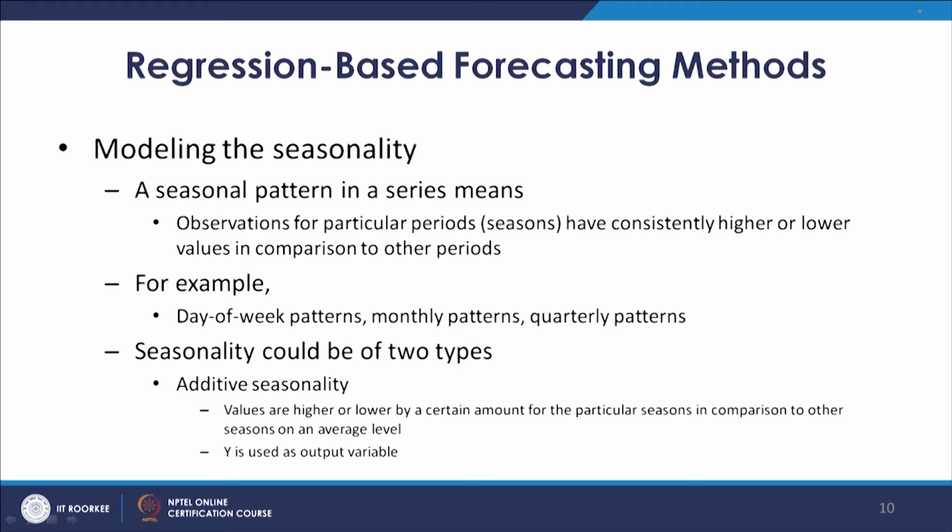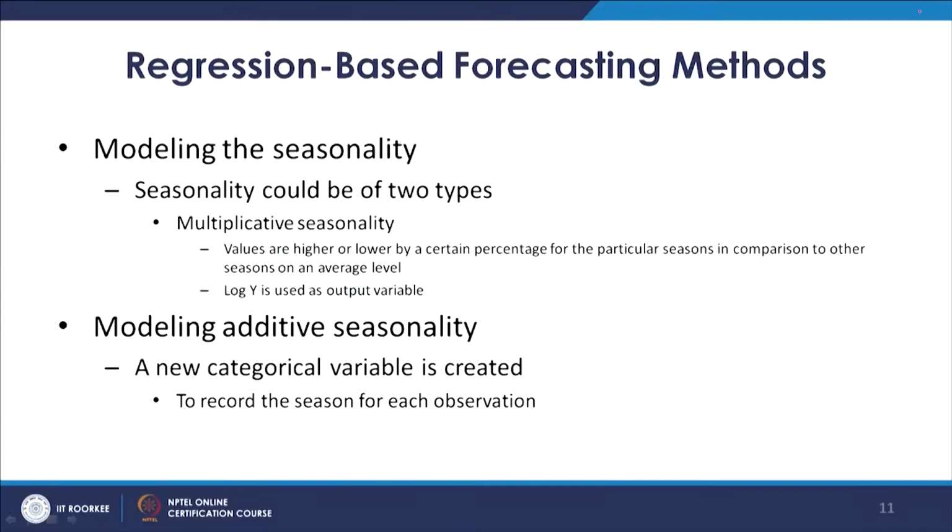Typically, when we are modeling this kind of seasonality, y is our output variable. In the other kind of seasonality, which is multiplicative seasonality, the output variable will change to log y. Why is this going to happen? Let us understand what multiplicative seasonality is. In multiplicative seasonality, values are higher or lower by a certain percentage for the particular seasons in comparison to other seasons on an average level.